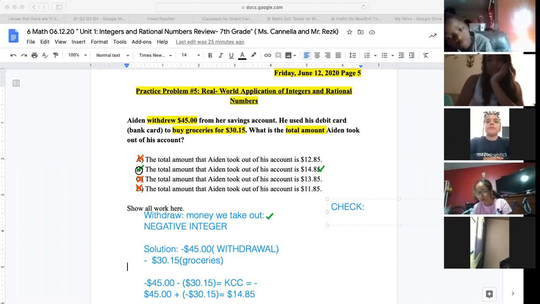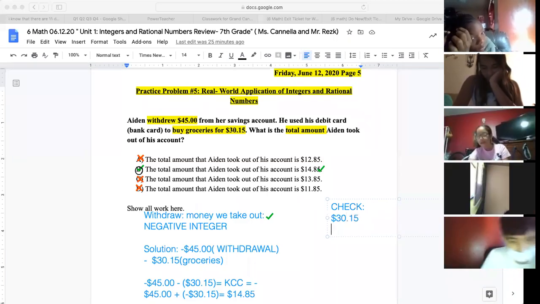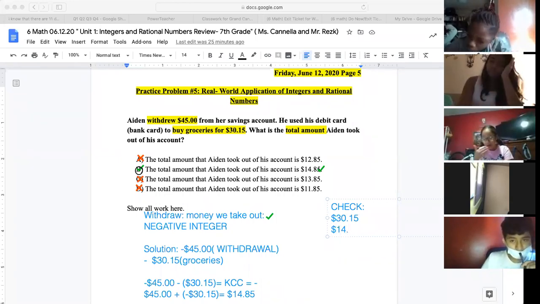To check the work, Anthony, what do we do with the $14.85 and the $30.15? Multiply them? We're not going to multiply. We're going to add them, because we want to make sure that we get the $45 that he took out. We want to check it.